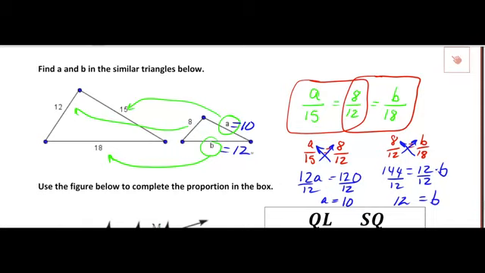Now you can check to make sure your work is correct by putting the value of A right here, which was 10, and the value of B right here, which was 12, and see if all of these fractions have the same value. 10 over 15, if I divide them by 5, reduces to 2/3. 8 over 12, if I divide them by 4, reduces to 2/3. And 12 over 18, if I divide them by 6, reduces to 2/3. So all those sides are in proportion.